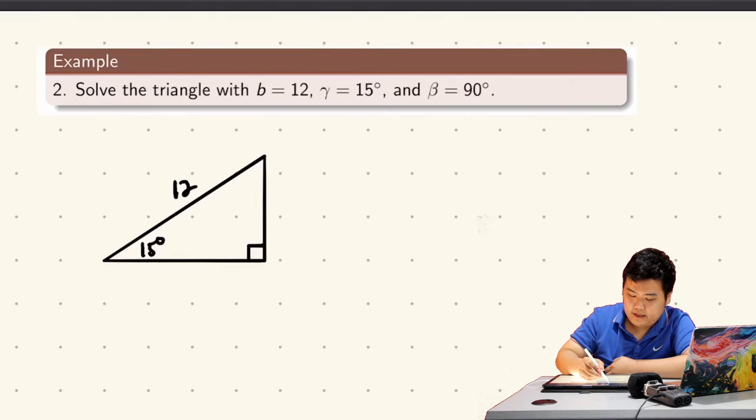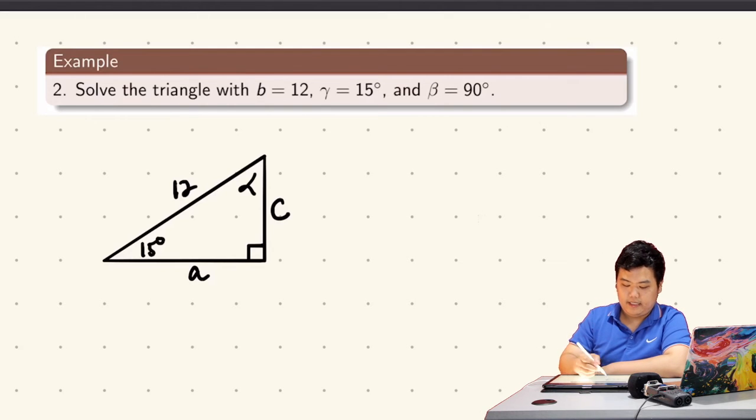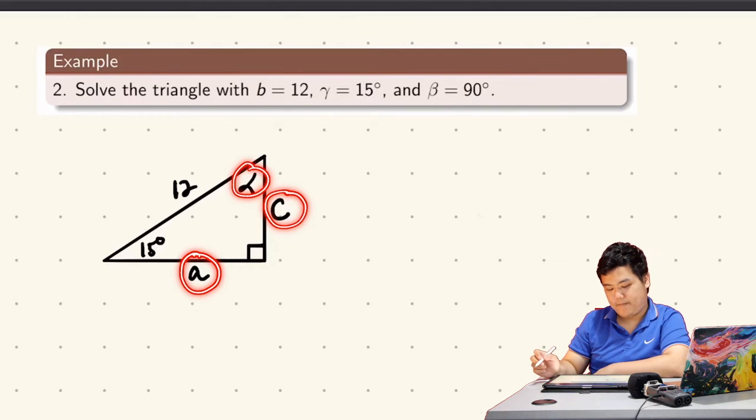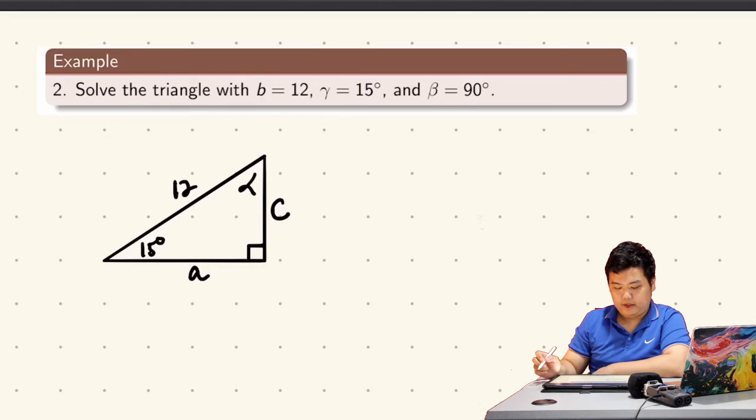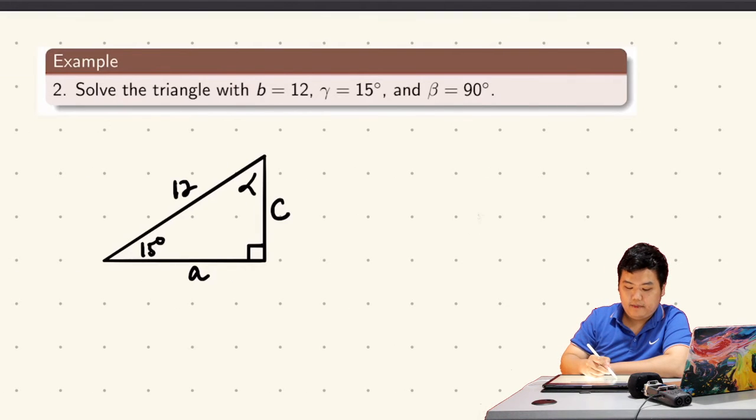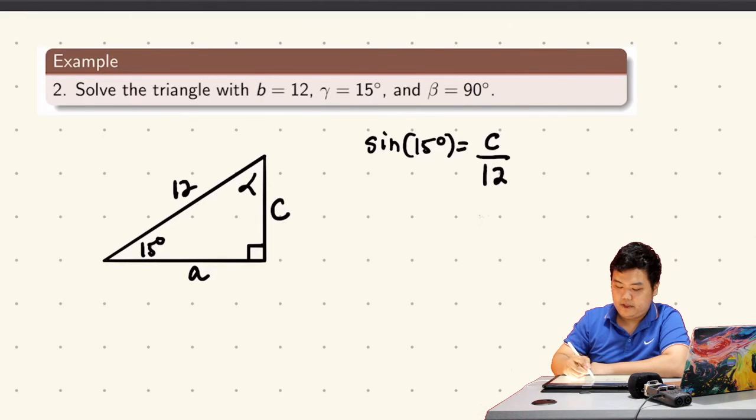Katapat ni gamma ay si letter C. So, yung nawawala, this is alpha. And this is A. Okay, so nawawala si alpha, C, at saka si A. Okay, so pwede ulit tayong gumamit ng sine. Sine 15 degrees is opposite over hypotenuse. So opposite is C, hypotenuse is 12. So C is 12 sine 15 degrees.